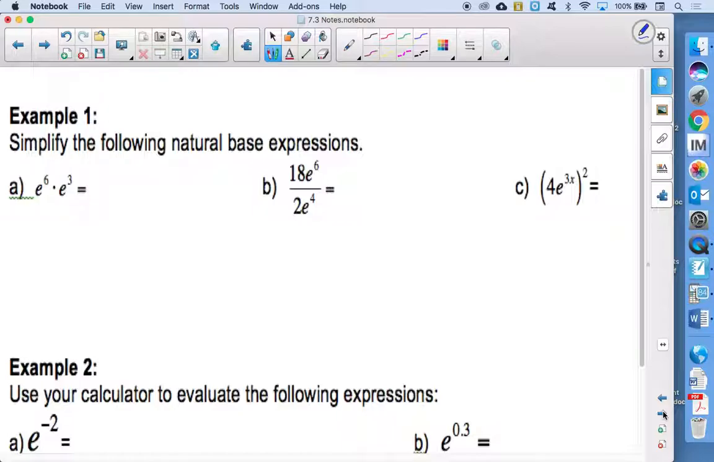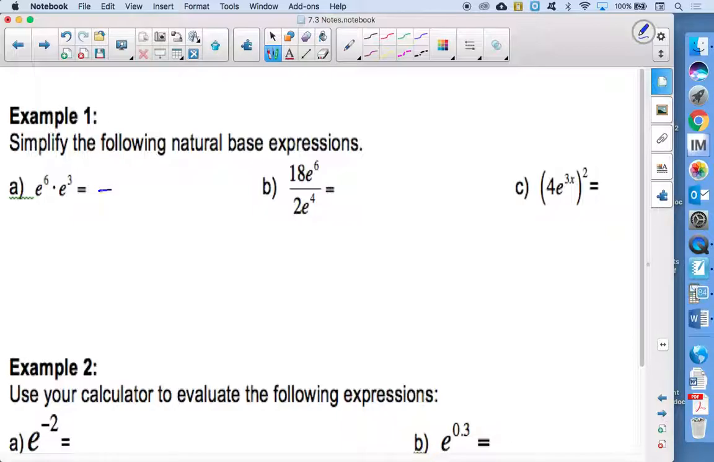Alright, so if you look at the problems underneath, we're just gonna do a couple of problems like the rest of this page for today. So if you're simplifying, it says simplify the following with the natural base expressions. What do you think you would do, Ethan, with e to the 6 times e to the cubed?